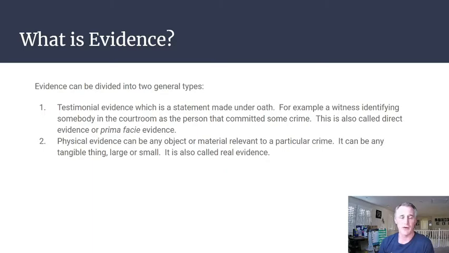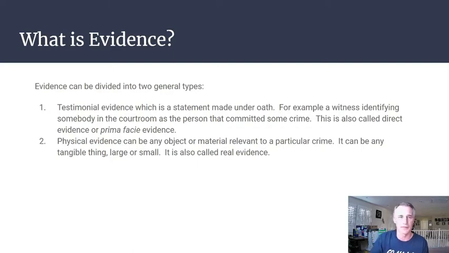And then you have physical evidence. Physical evidence is any object or material relevant to a particular crime. It can literally be any tangible thing, large or small. It's also called real evidence. Okay, so we're going to do a comparison of these two as we go through these notes, and then we'll talk a little bit more in detail about some of the physical evidence categories that you may come into contact with.